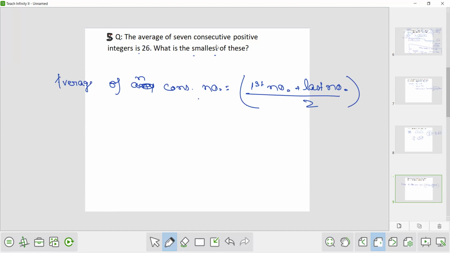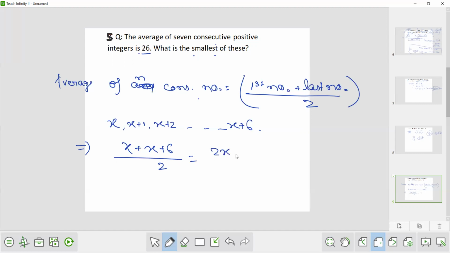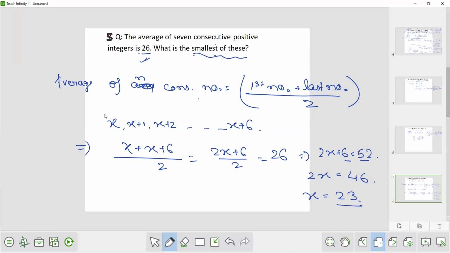Okay, so here the average of 7 consecutive positive integers is 26. Let's say the first number is x, so the second number will be x plus 1, the third number will be x plus 2, and so on. The seventh number will be x plus 6. These are the consecutive numbers. So for consecutive numbers, the average is first number plus last number by 2. So average is x plus x plus 6 by 2, that is 2x plus 6 by 2, and we know the average is 26. So equate it to 26. So 2x plus 6 equals 52. Now 2x equals 52 minus 6, that is 46. Now x is equal to 23. They are asking what is the smallest of these. The smallest of these is x. So x is 23. So 23 is the answer.